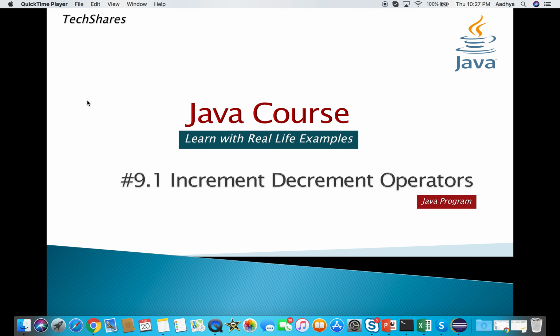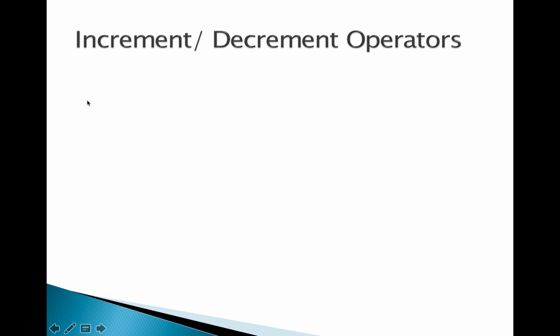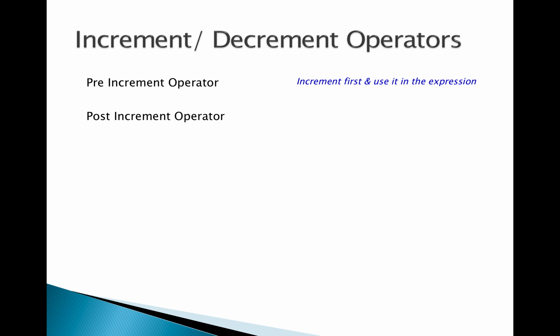This session is on increment decrement operators. So the increment operator is plus plus and the decrement operator is minus minus. We have the post increment operator and the pre increment operator. What we mean by pre increment is that we will first increment the value and then use it in the expression. Whereas the post increment operator will use it in the expression and then increment the value of the variable. The same rule goes with the decrement operators as well.